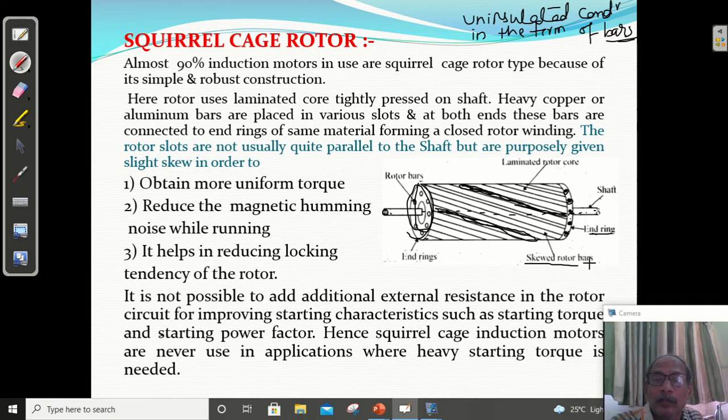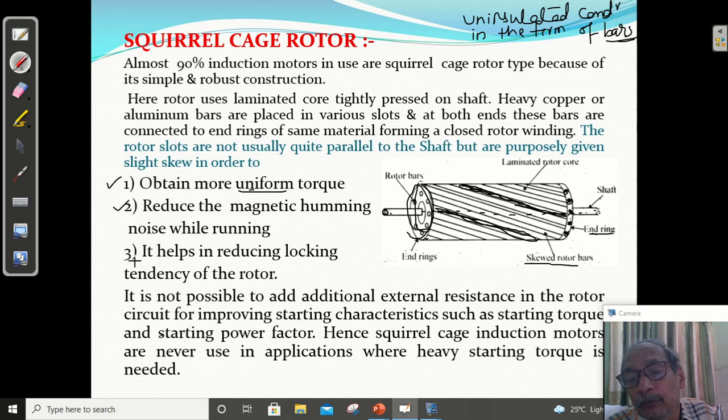Why do we use this? Rotor slots are not usually parallel to the shaft but are purposely given some skew, some angle. What is the reason? The first reason is to obtain more uniform torque. If you want to get more uniform torque, the skew should be provided. The second advantage is to reduce the magnetic humming, magnetic noise. Clear? If you keep them parallel, noise will be more. The motor will make a lot of sound. That is called humming sound.